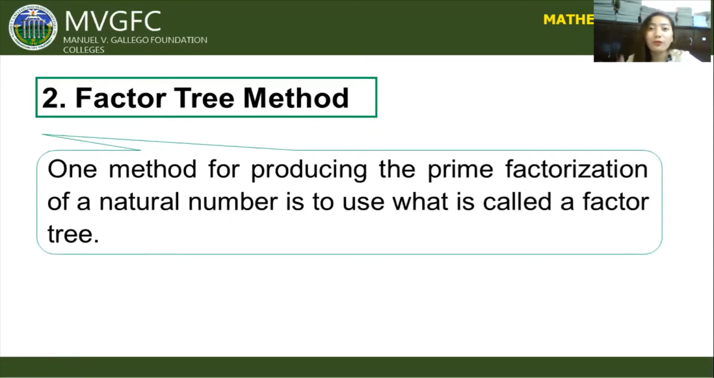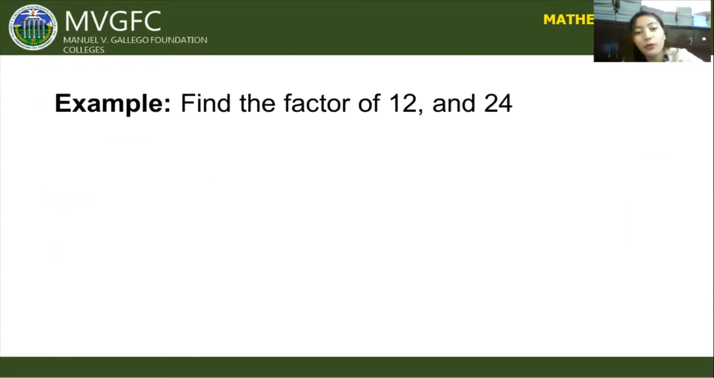Then we can use the prime factorization, which guarantees that the same number will result in the same unique prime factors. Let's have an example. Once again, we need to find the GCF of 12 and 24. Using the factor tree method, or prime factorization, think of two numbers that when you multiply, the product is 12. That is 4 and 3. Actually, you can also use 6 and 2, but I choose to use 4 and 3.